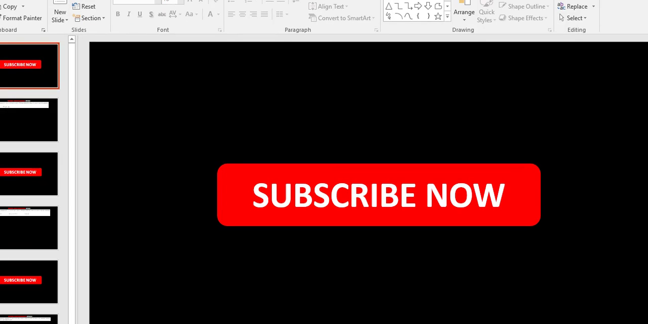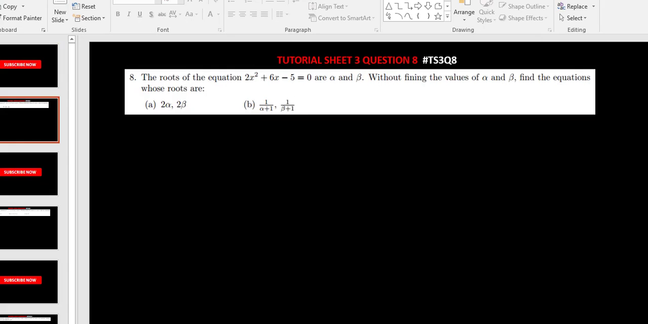So today we're going to be looking at question 8 and question 9 in tutorial sheet 3. So the question is saying the roots of the equation 2x squared plus 6x minus 5 is equal to 0. Without finding the values of alpha and beta, find the equation whose roots are 2 alpha and 2 beta.